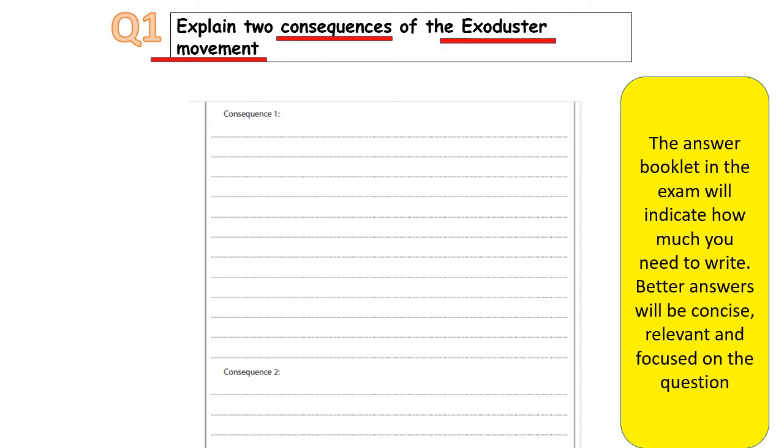Once you've done that, you need to just put a heading in your books. The heading is explain 2 consequences of the Exoduster movement. And remember, the answer booklet in the exam will indicate how much you need to write for this type of answer. The better answers will be concise, relevant, and focused on the question. And if you look at my example on screen, you can see that the examiner just gives you space to write at the most a developed paragraph per consequence.